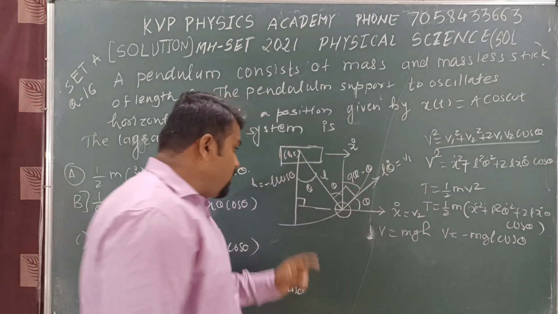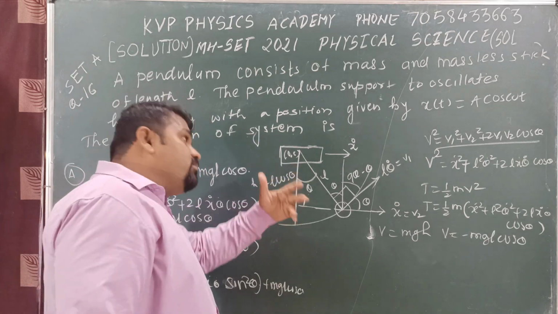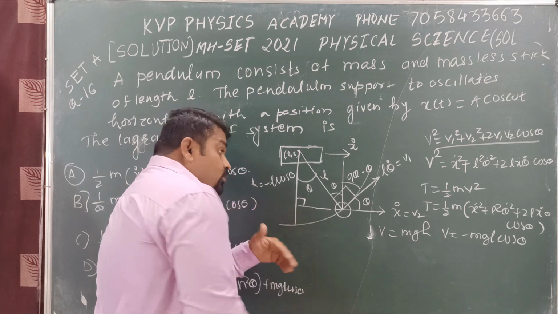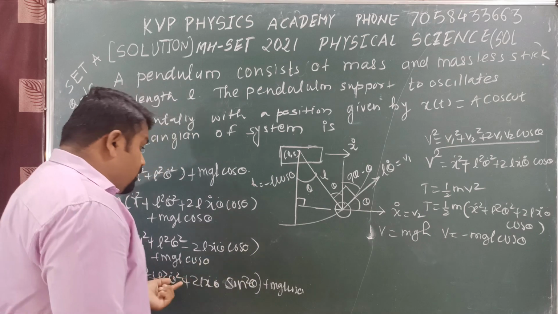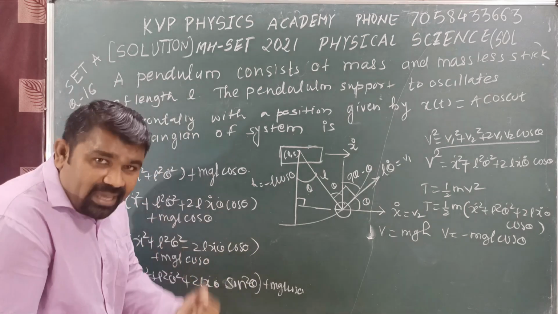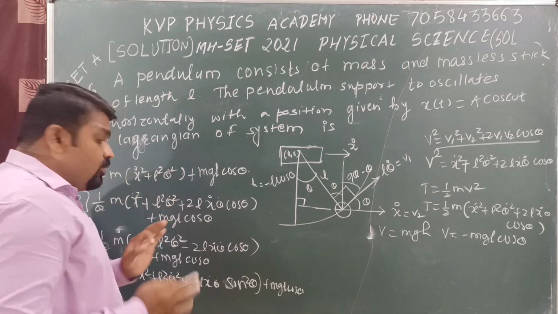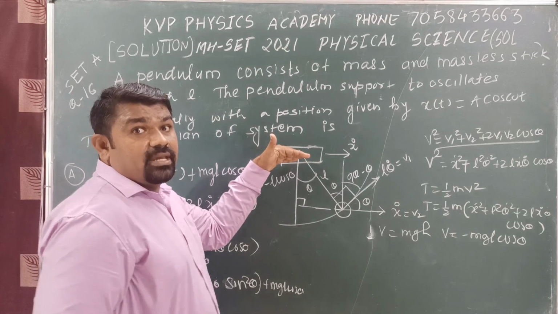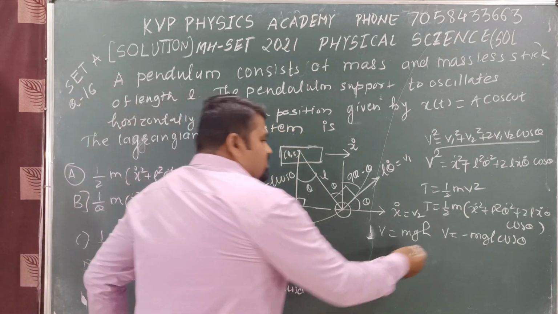Minus mgl cos theta. Why? Because here we take the minus sign. Below the origin, minus. Above the origin, plus. If we take here as the origin, then we get the positive sign. But at that time, potential energy becomes mgl (1 minus cos theta), or L minus L cos theta. But no such option is here. Hence we take origin is here. Don't consider here. Okay, now this one is the potential energy.